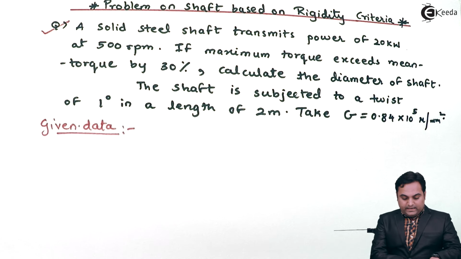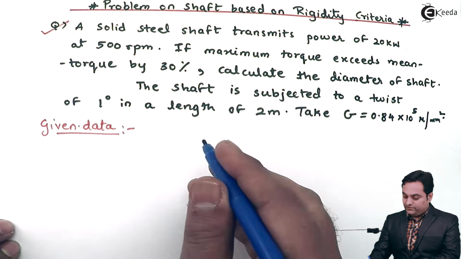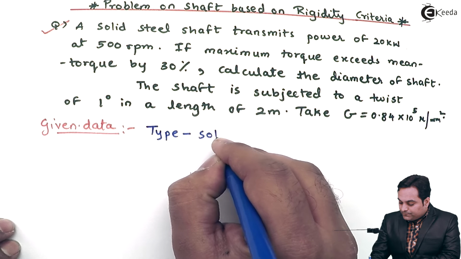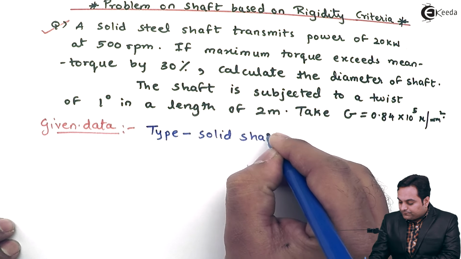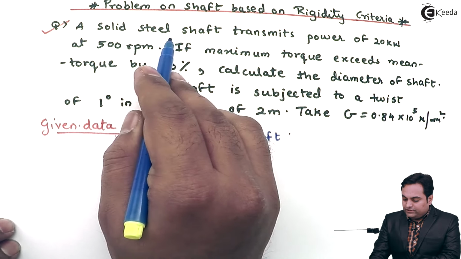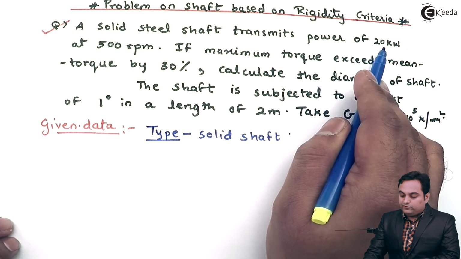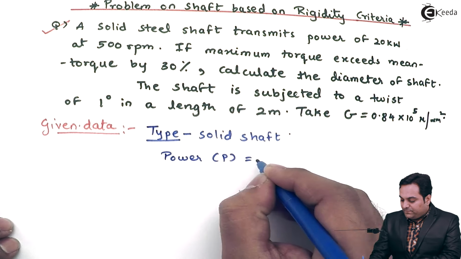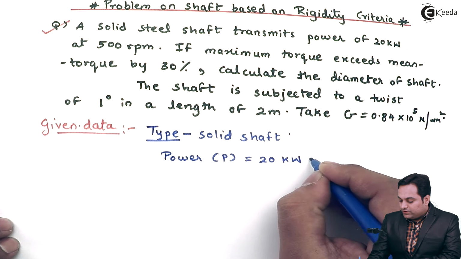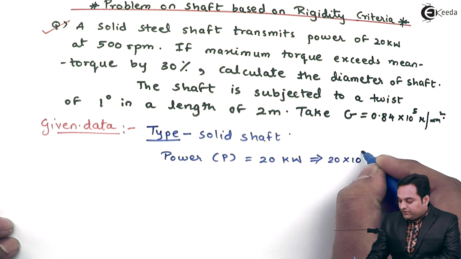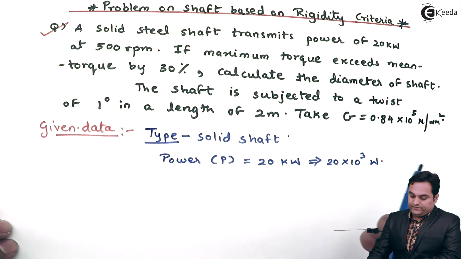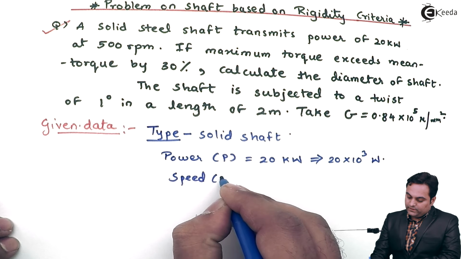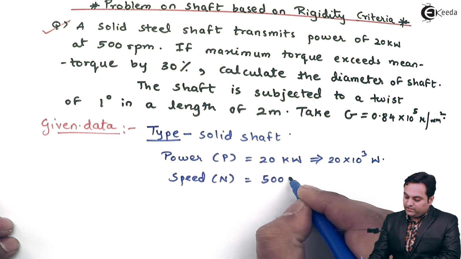Now, at first I'll write the type of shaft. Type is solid shaft. A solid steel shaft transmits power of 20 kilowatts. So power is given. P is equal to 20 kilowatts. It means it is 20 into 10 raised to 3 watts. Next, at 500 rpm, so speed N is equal to 500 rpm.